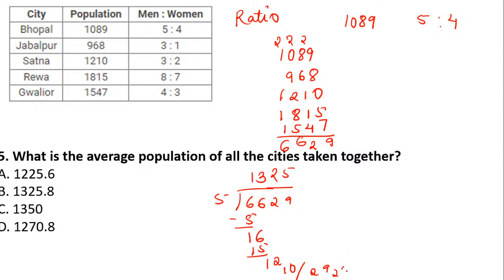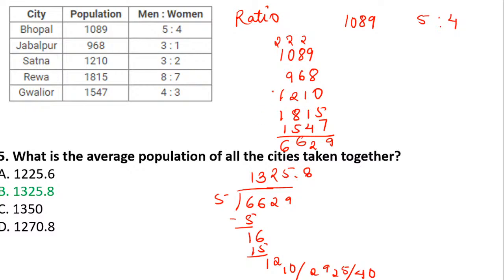Okay, so this is going this way. Then again point will come, 40 will come over here. 1325.8. Okay. B is the answer. Everybody got why B is the answer?